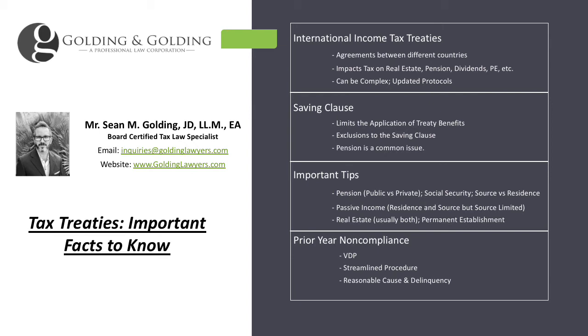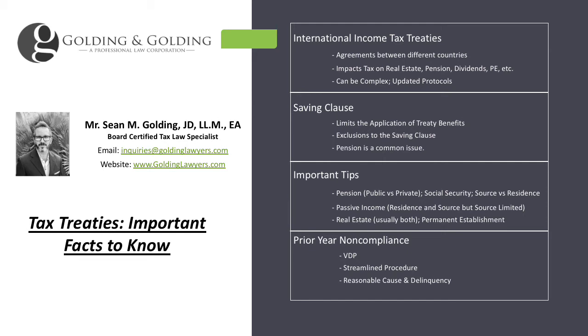And of course, oftentimes the saving clause will impact how that works. Other types of passive income: interest, dividends, royalties, things of that nature. The way it works is like this. It's normally taxed in the country that the person resides, okay? But the country of source typically reserves the right to still tax that income, but up to a certain percentage, 5%, 10%, 15%, depending on the category of income and the type of treaty.